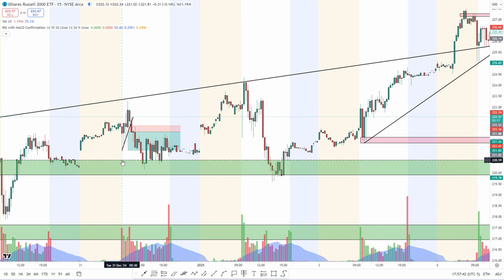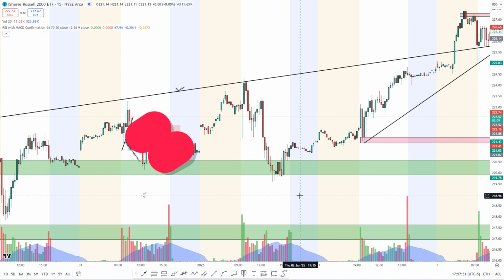So learn how to spot these patterns, learn how to take the entries, learn how to take the exits, and I can guarantee you that your trading P&L is gonna look amazing.